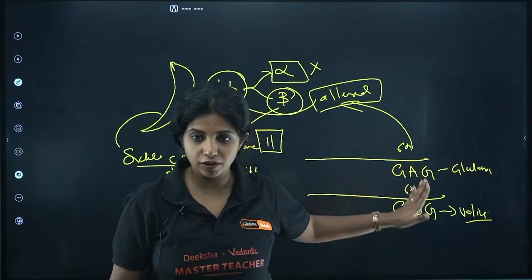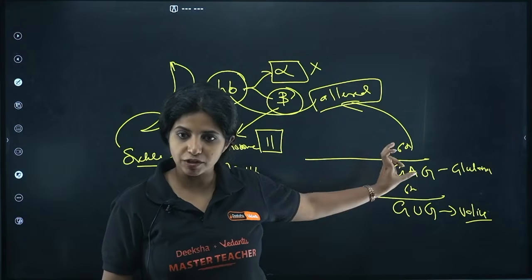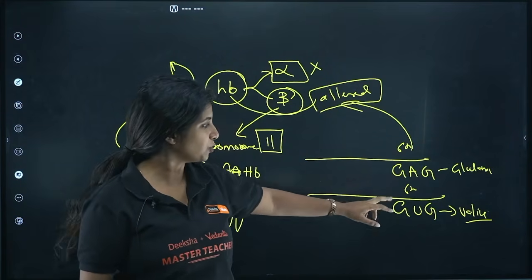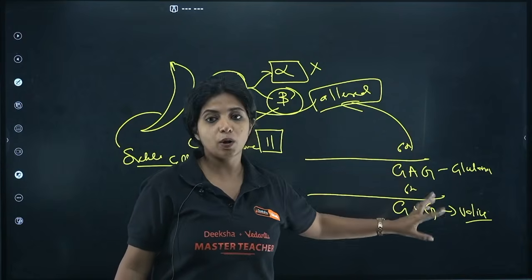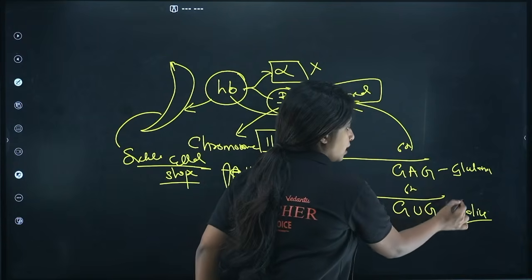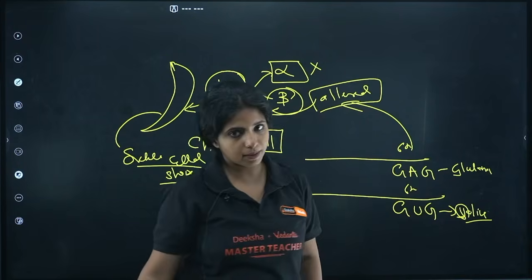So A was there first and then came U, not G, sorry, U. Here it was glutamic acid and now it is valine. Here also G comes first and then comes V. So this is the thing that is happening.